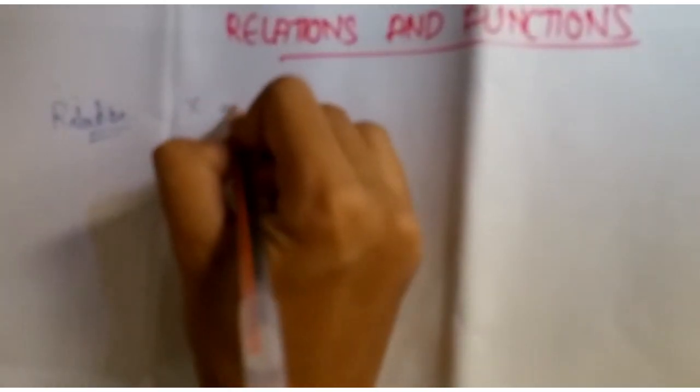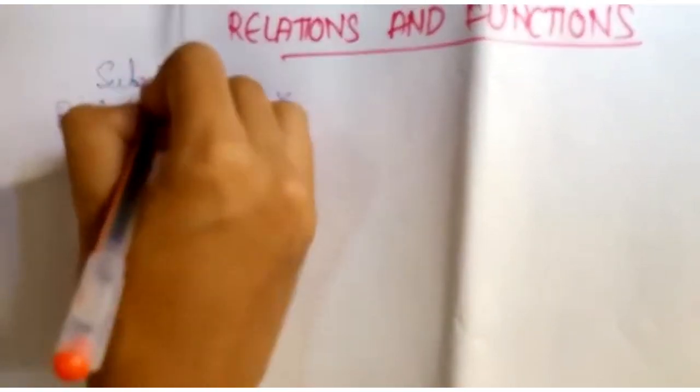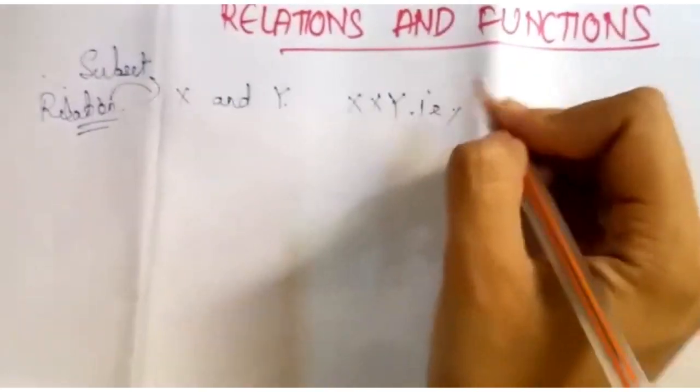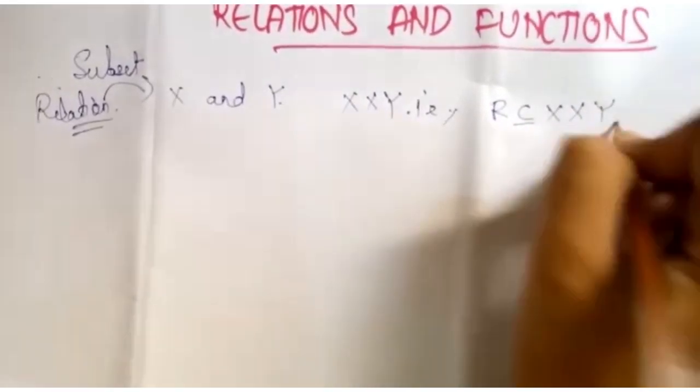So starting with the very first topic of today, relations and functions. Relation. Starting with the definition, a relation R is from a set X to Y. Suppose you have sets X and Y. A relation is a subset of the Cartesian product, that is X × Y, and its notation is R ⊆ X × Y.